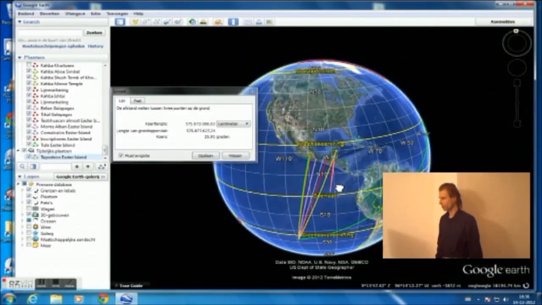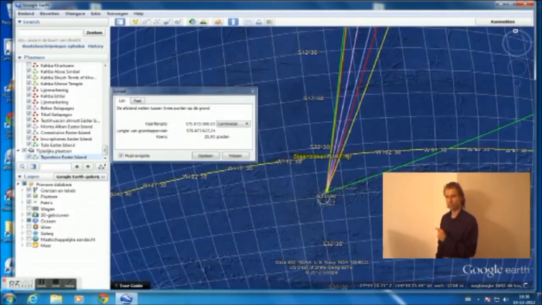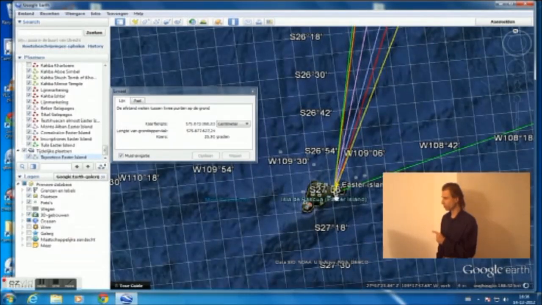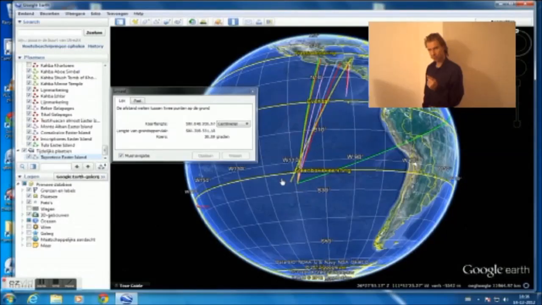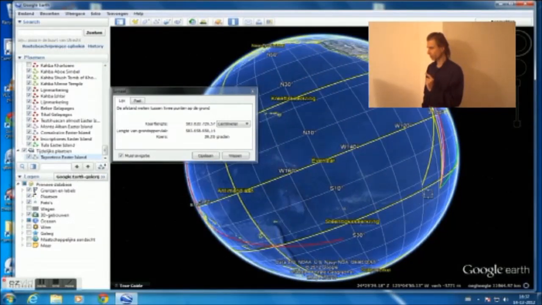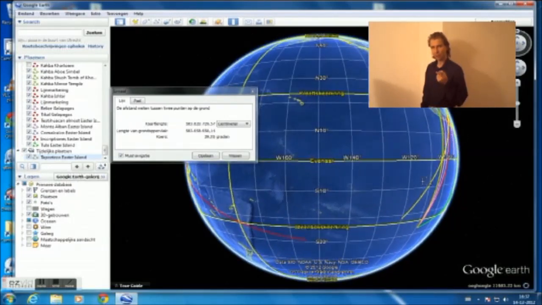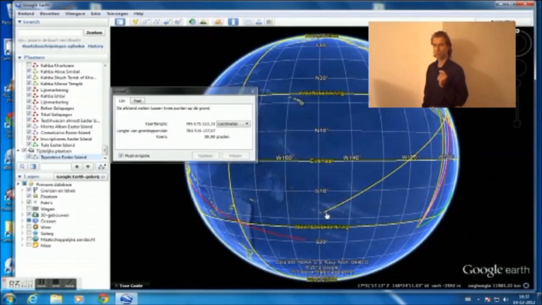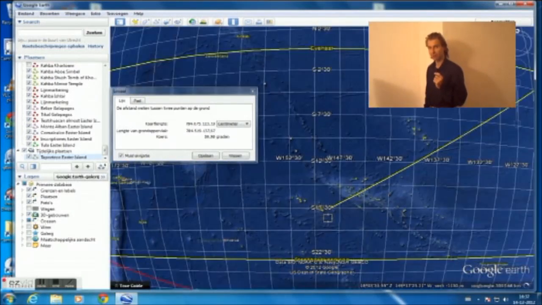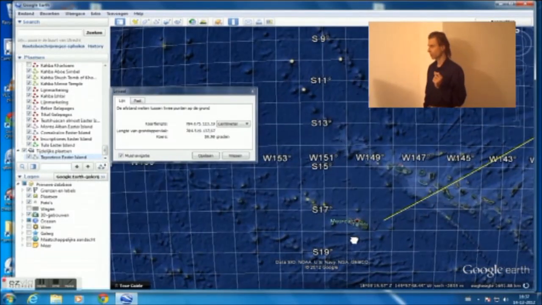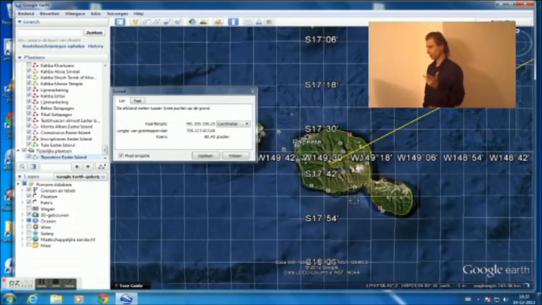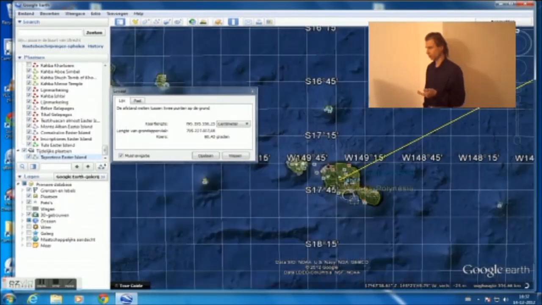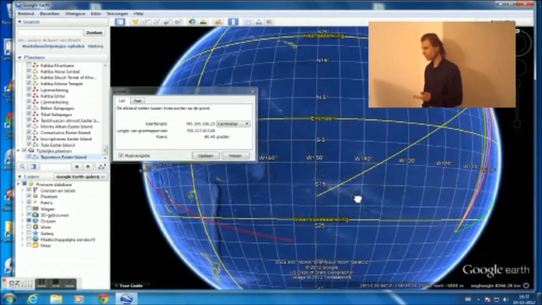So what did I do? I took the other side of the measure tool. And watch now what happens. I remembered the number of degrees, just like I did in Belize, and I tried to find out which island is on that line. And what do you know? It turns out to be Tahiti. And there are more islands very close to Tahiti on the same line.